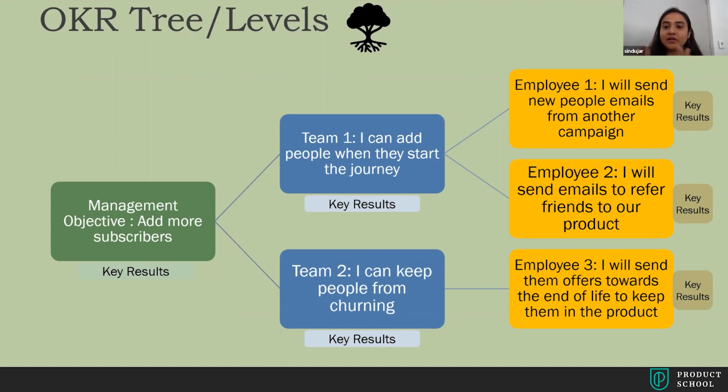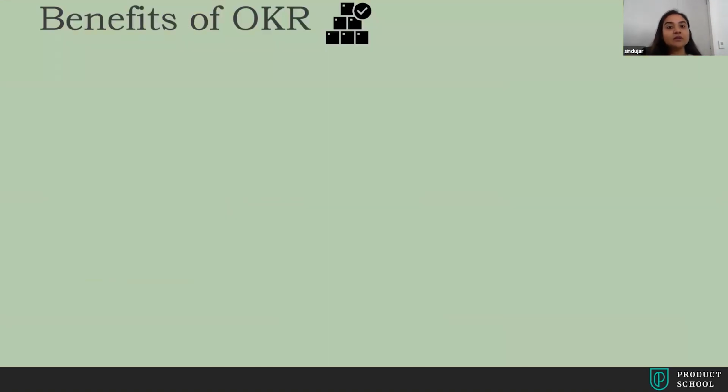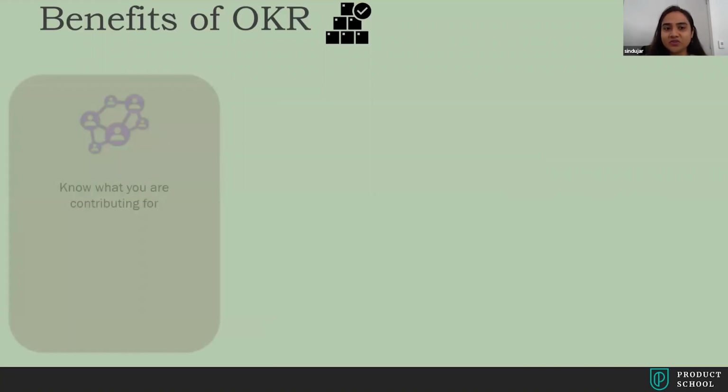who's driving that particular initiative or your objective. And this is what an OKR tree looks like. As you can see, everything is adding up to the common goal of the organization, which is, let's add more subscribers.